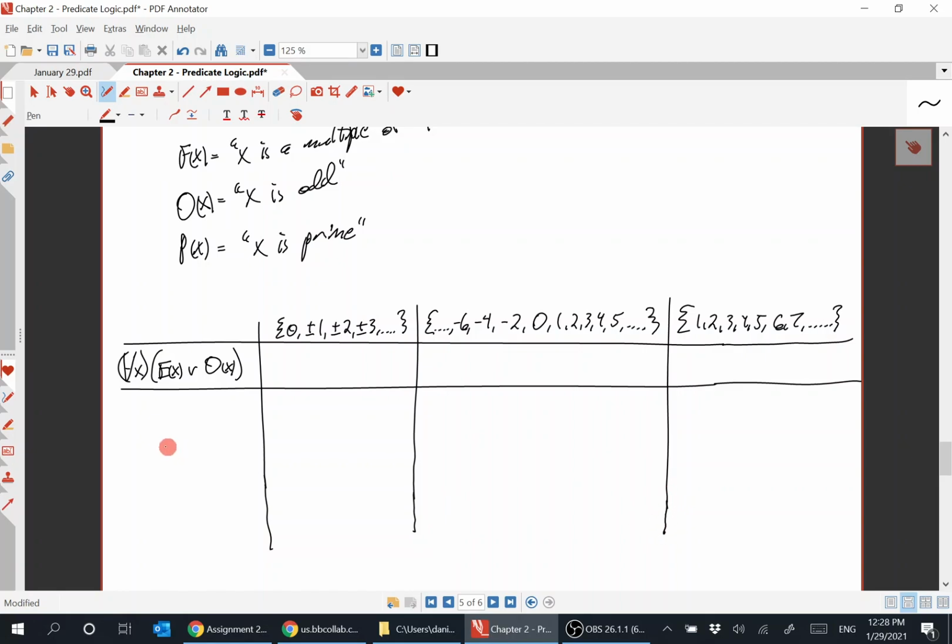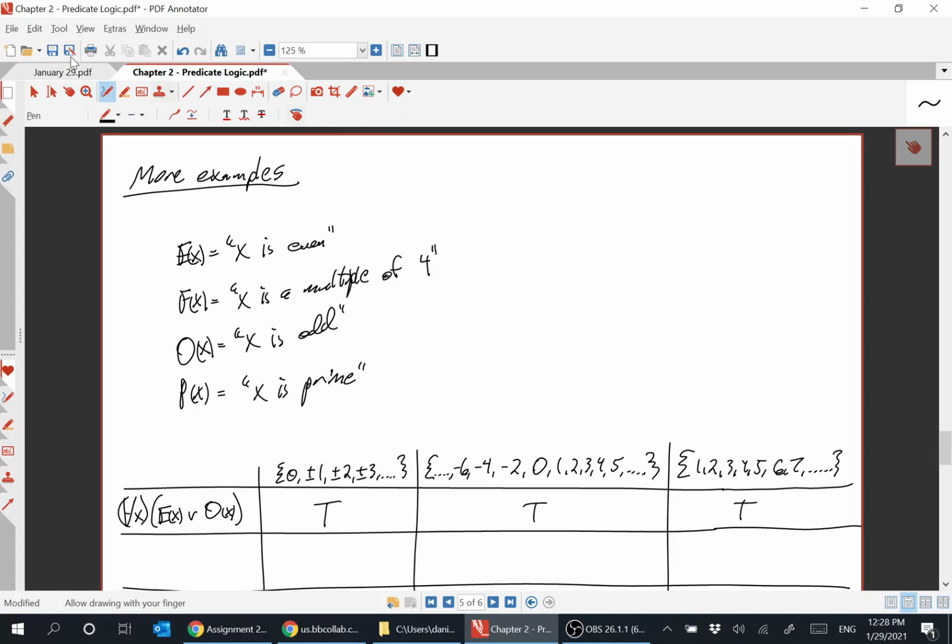All right. How about the statement, for every x, x is even or x is odd? What about this domain? True or false? True. That's true, certainly. What about the others? They're all true. Now, here's something slightly different. It may seem the same at first, but it's not.